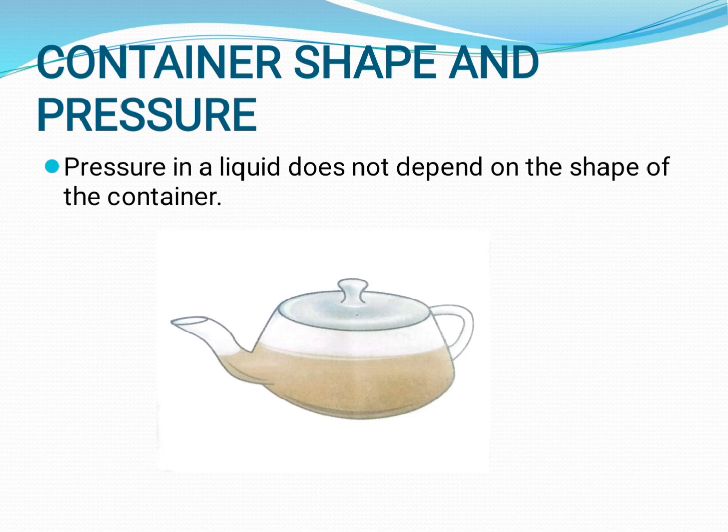Notice that the level of the tea in the pot is the same as the level of the tea in the spout. If more water is added to the teapot, the tea rises to the same level in each section. This shows that the pressure in the pot and the spout are the same. It means pressure in a liquid does not depend on its shape.